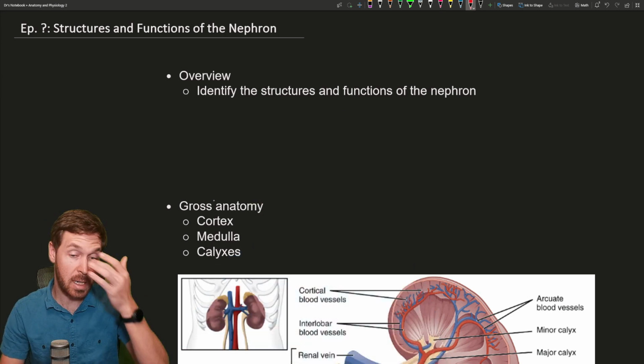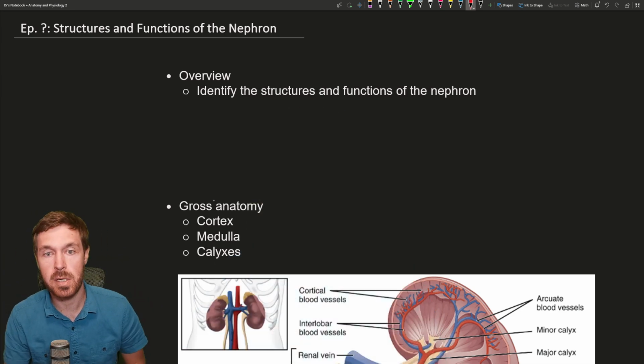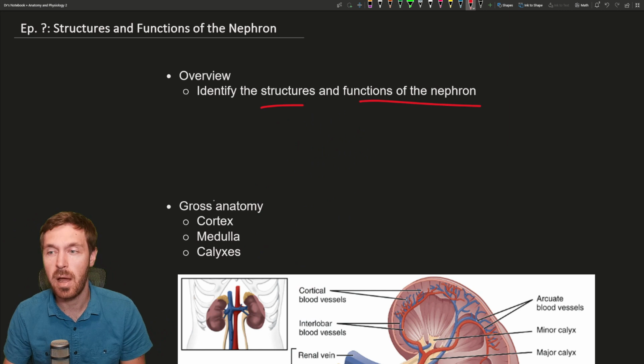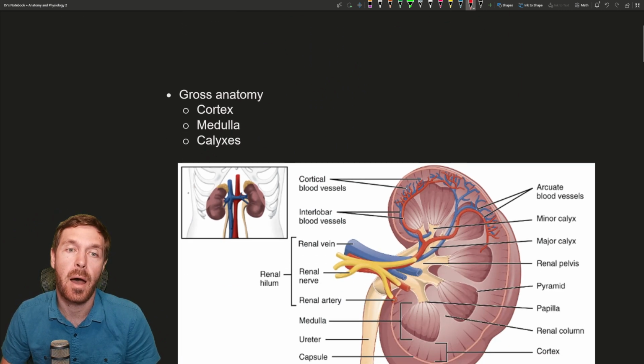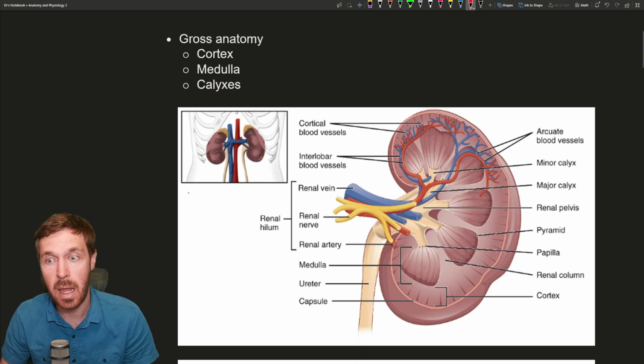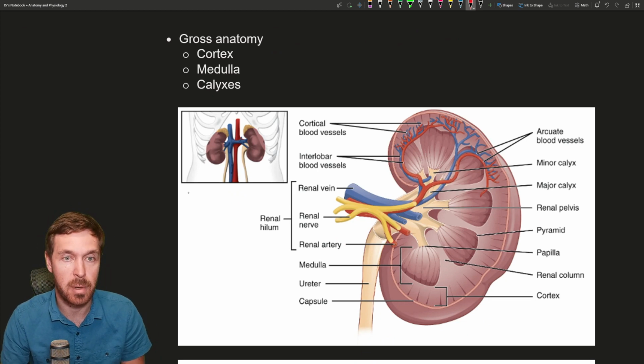All right, let's get into this now. That's what we're going to be going into, the structures and functions of the nephron. We're going to be looking a little bit more inside the kidneys only today, at some more gross anatomy and mostly microscopic anatomy.